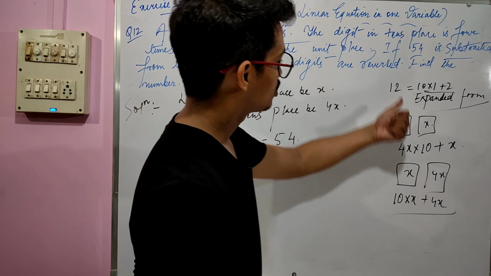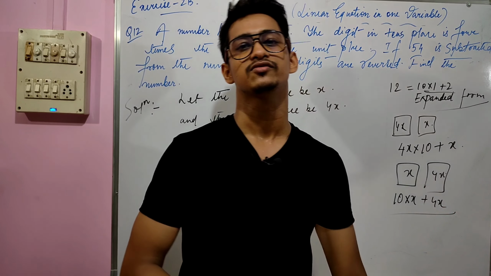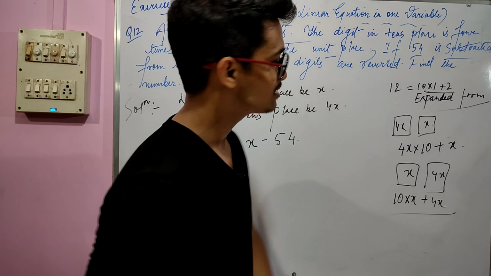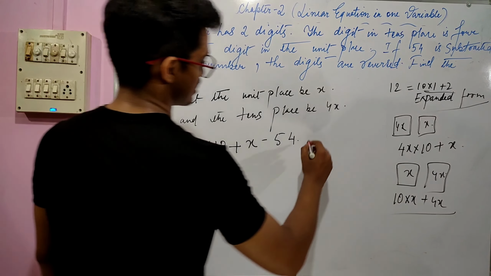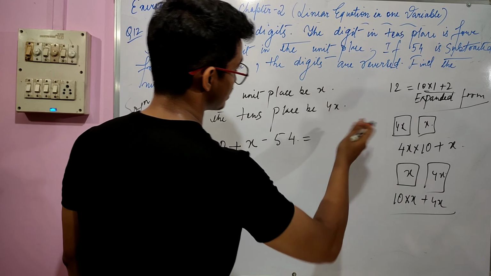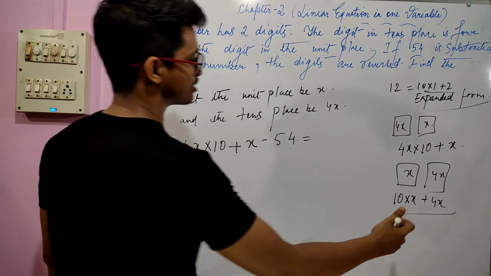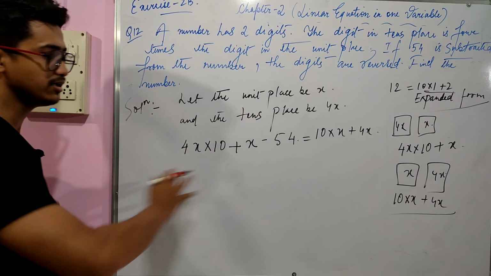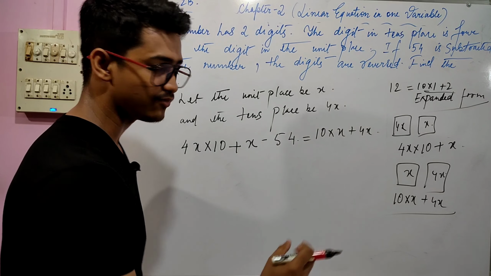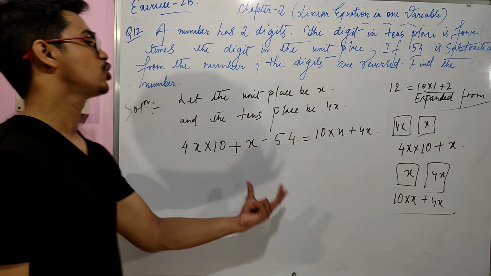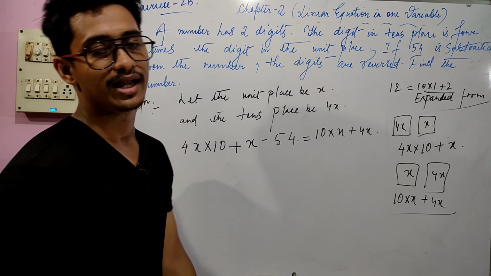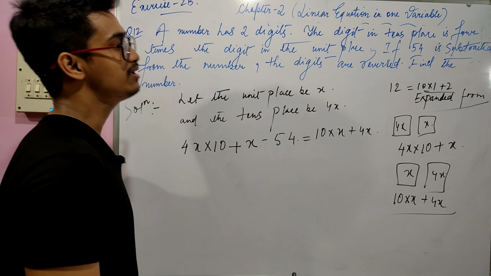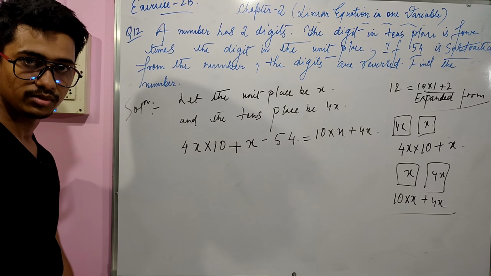In the case of a 2-digit number, we use 10. In the case of a 3-digit number, we first use 100, then 10, then 1. So the statement is: 10 into the reversed digits, so 10 into x plus 4x. That is the final situation we have formed, and after solving this condition we get the answer of x, the answer to question number 12.